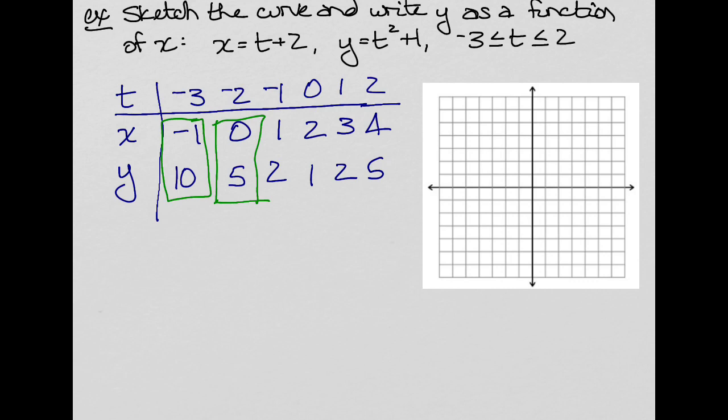So I have a point at -1, 10, which is about here. 0, 5. 1, 2. 2, 1. 3, 2, and 4, 5.